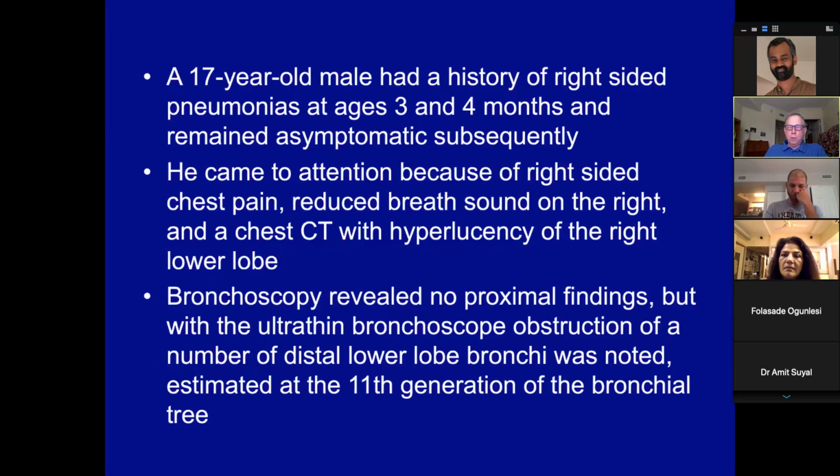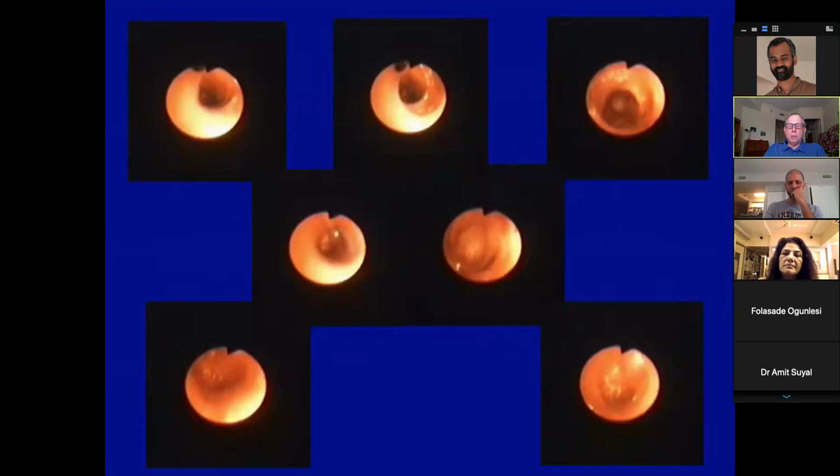Bronchoscopy revealed no proximal findings, but with the ultra-thin bronchoscope, obstruction of a number of distal lower lobe bronchi was noted, estimated at the 11th generation of the bronchial tree. So this is a bit of an outlier in the sense that this was really not large bronchi. This was a further generation, so this actually would qualify as bronchiolitis obliterans. I don't think that there are many papers about bronchoscopic view of bronchiolitis obliterans.